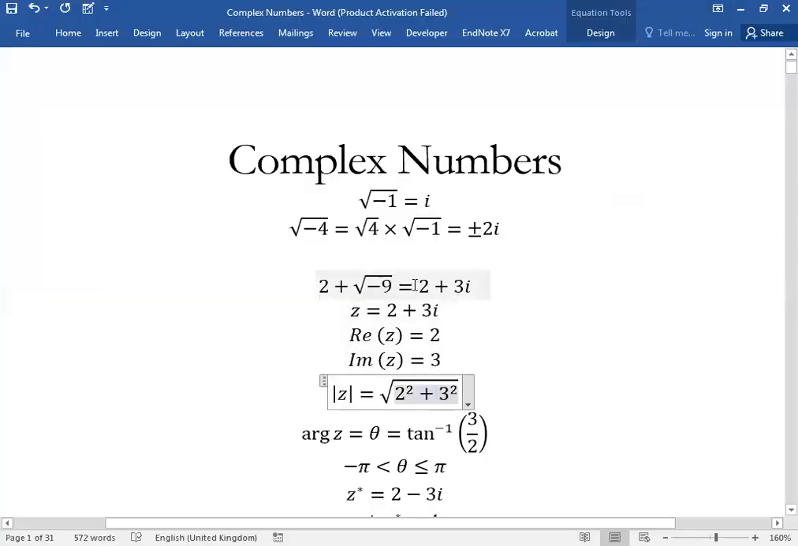So if I want you to find the modulus of z, you simply take 2 squared plus 3 squared. This will give you the modulus of z, which is the length of z from origin. Is this clear? Is this clear, class?